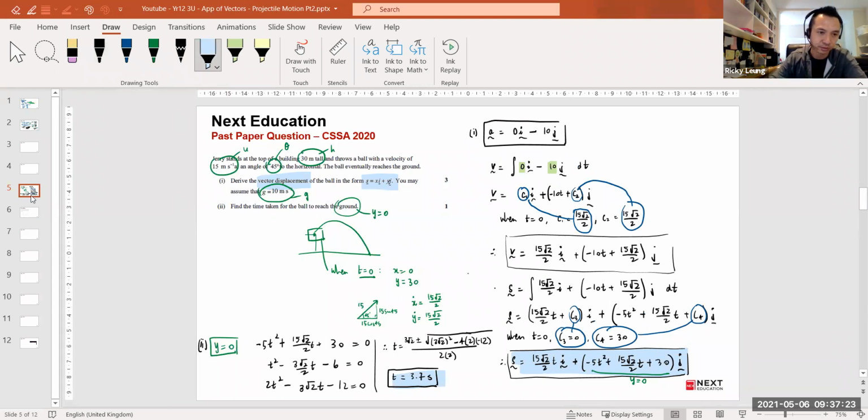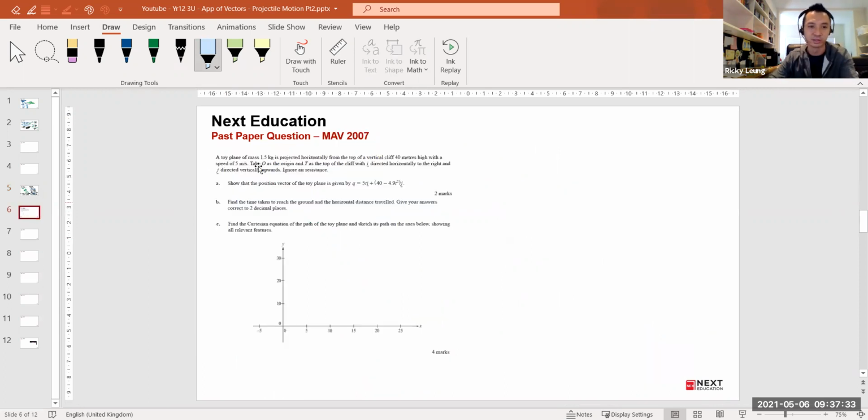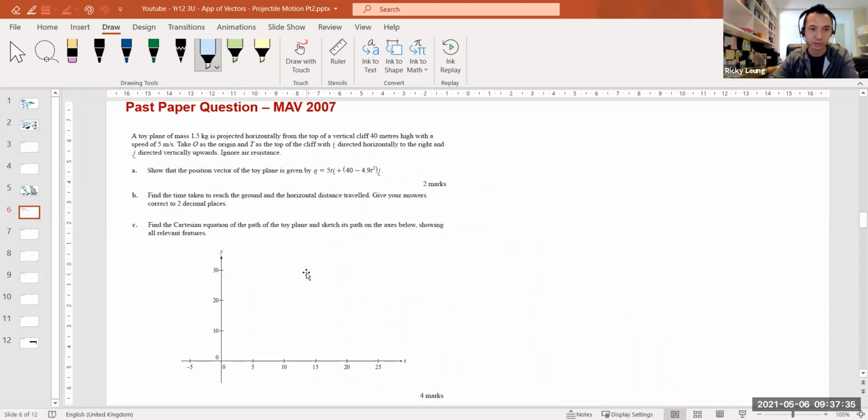Let's do one more. The Victorian syllabus has had vectors and projectiles for a while. So back in 2007, there's a question from the MAV papers that looks like this, where let's say a toy plane of mass 1.5 kilograms is projected horizontally off a cliff. Just make sure you note that 1.5. Where's that used? It's not used. You're just making sure there are no forces in play.